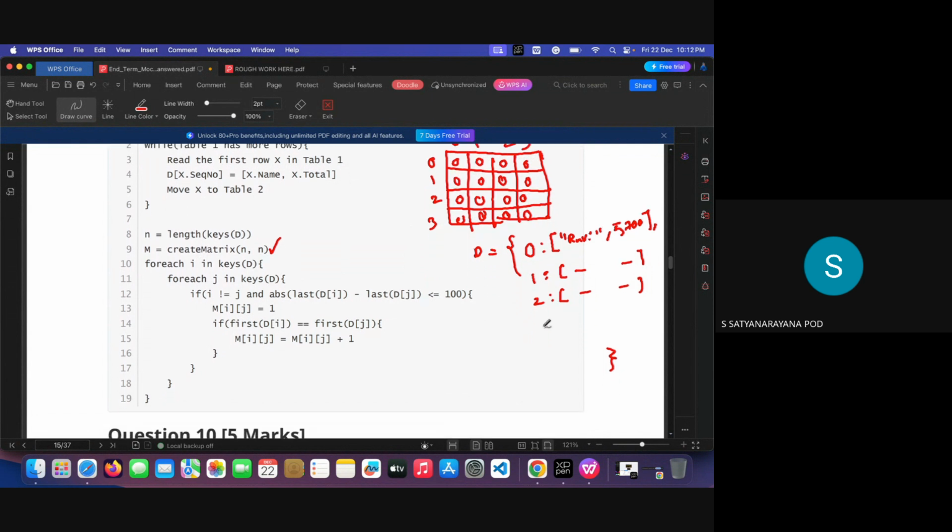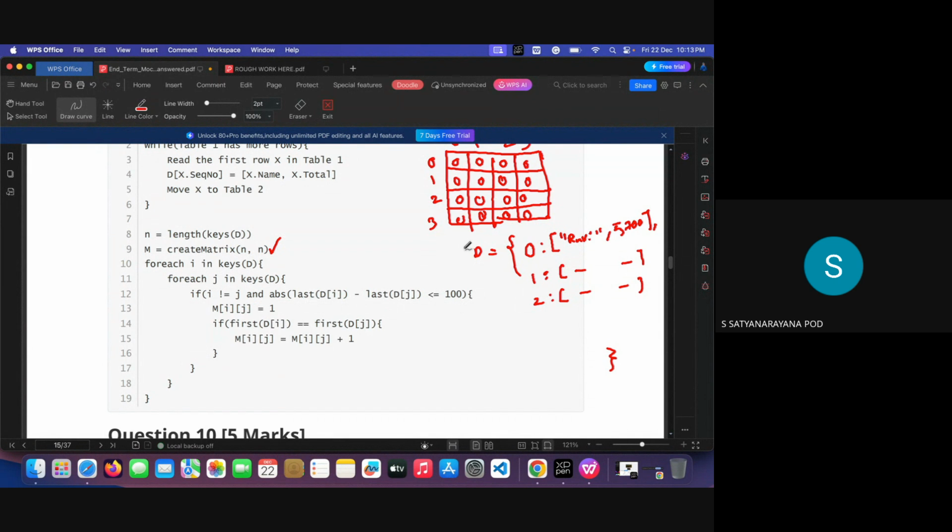Now the dictionary is already available with the keys of D, and we take the keys of D 2 times. This is an outer loop and inner loop pattern, very simple. The 0th particular bill is compared with the remaining bills. That's the job it's doing. I should be not equal to 0.